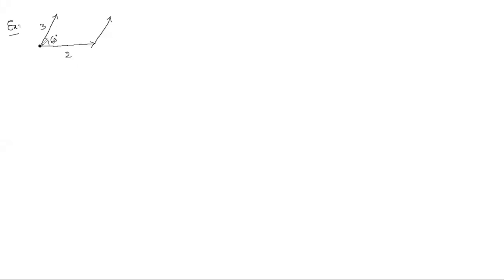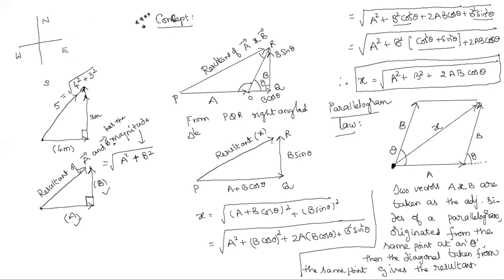Now I am taking the resultant. Resultant means the diagonal taken from the same point. This is the resultant, which is x. If I ask x is equal to how much, will you tell? Okay, will you see the formula first? Now you see the formula once again.